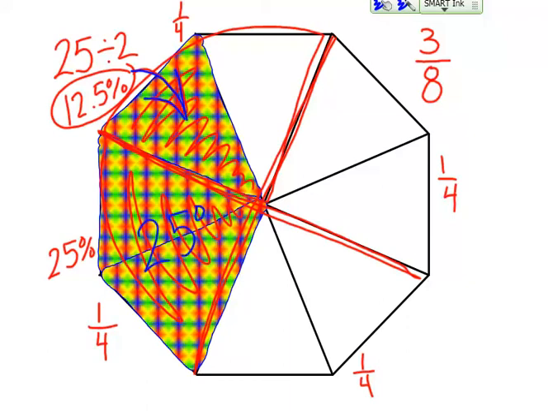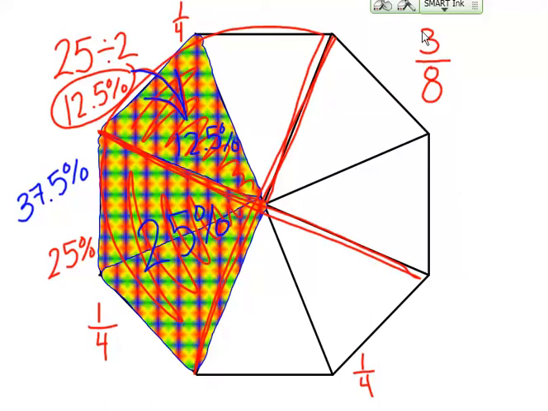This right here is 25%. These two amounts together are going to equal a total of 37.5%. That's a logical way of looking at the problem and solving the value.